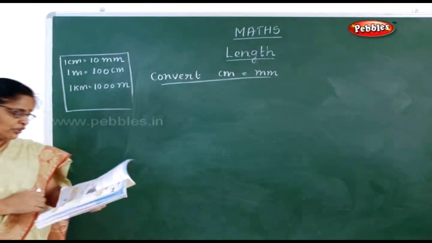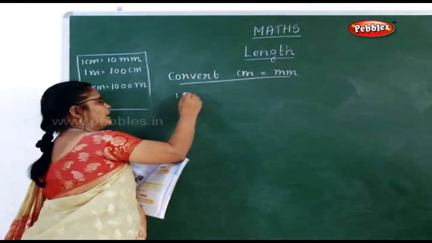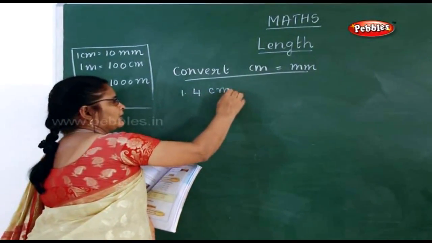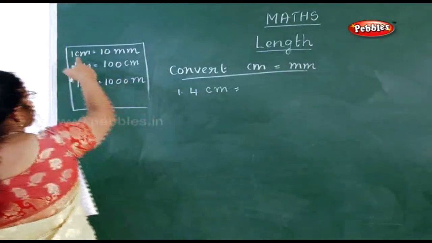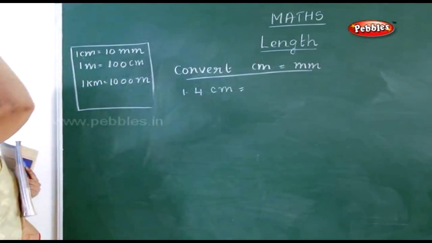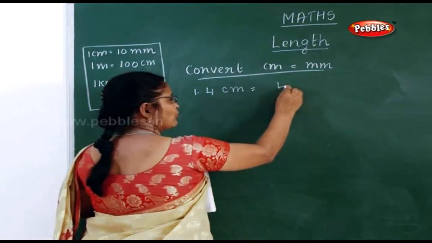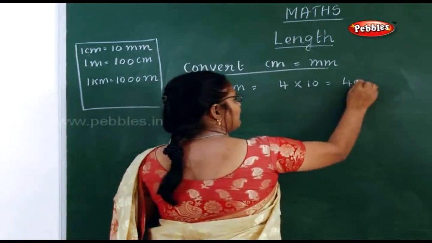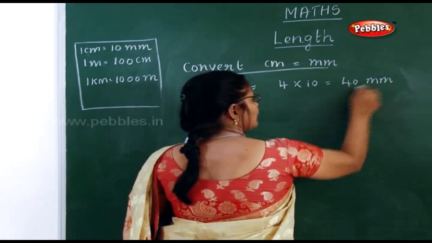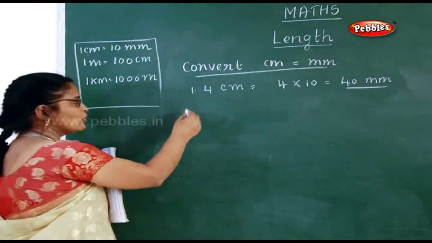the centimeter into millimeter. This is a sum given in your book. First one is 4 centimeter. How will you do 4 centimeter? I told you 1 centimeter is equal to 10 millimeter. So, 4 into 10 is equal to 40 millimeter. This is how you have to do it. Am I right? Got it?